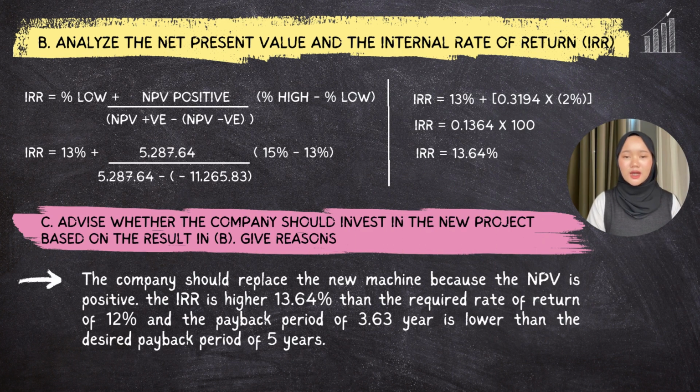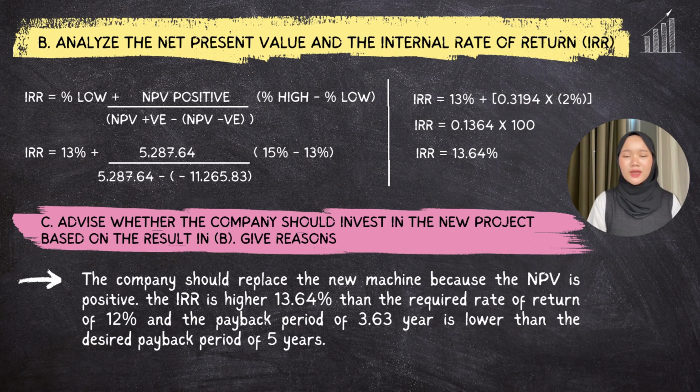Now, to determine the IRR, we use interpolation between these two discount rates. So this is the formula. IRR equals the lower rate plus NPV positive divided by NPV positive minus NPV negative, then the total is multiplied by the higher rate minus the lower rate. After substituting the values, this gives us an IRR of approximately 13.64%. This rate represents the discount rate at which the project's NPV becomes zero.